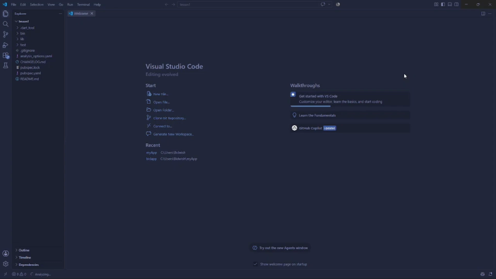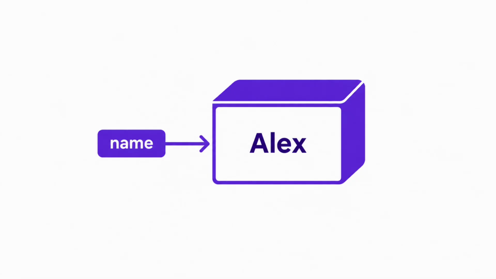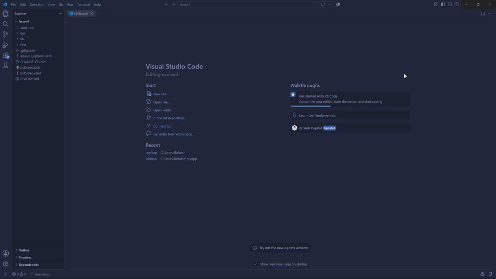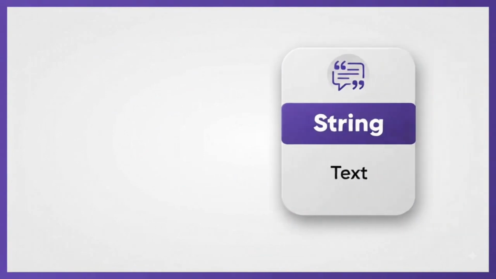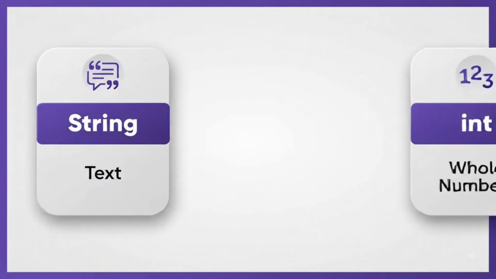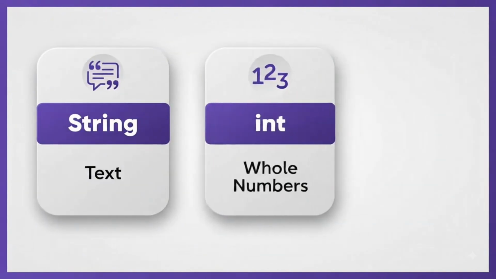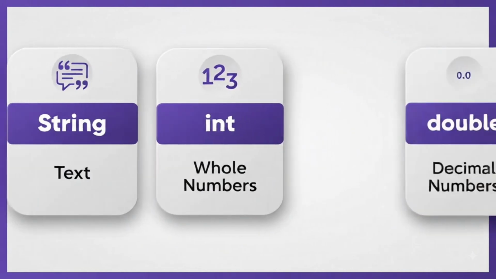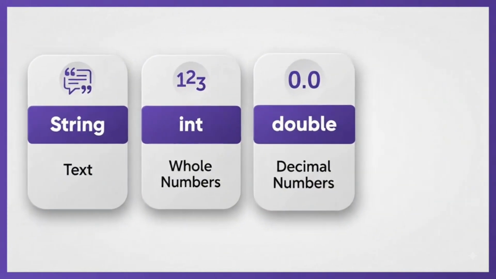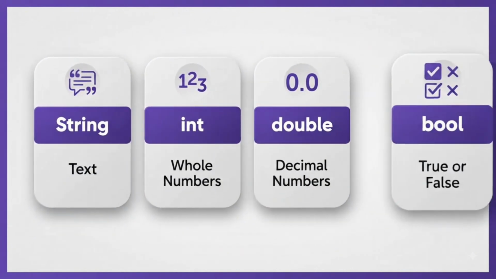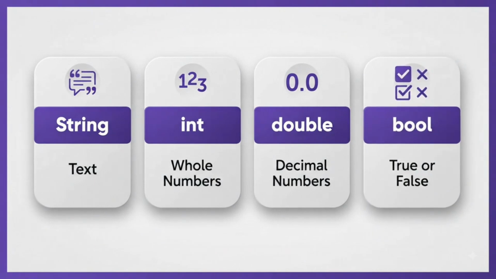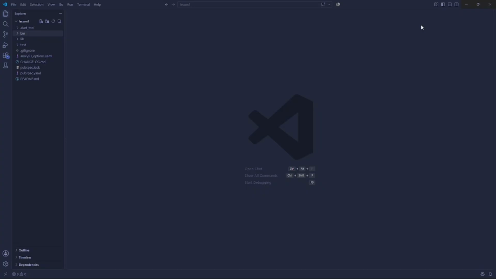Let's talk about variables. A variable is a container that stores information. Think of it as a labeled box. We have 4 basic data types. String stores text, like a name. Int stores whole numbers, like age. Double stores decimal numbers, like height. And bool stores only true or false. Let's type this out in our editor.